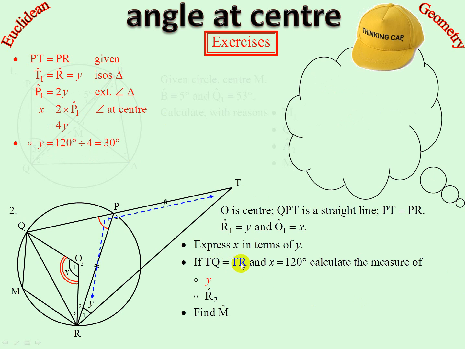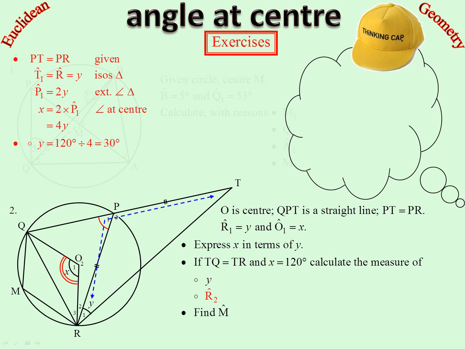Now we have if TQ equals TR. So now if TQ equals TR, well, that'll give us our isosceles triangle there and there, but let's not mark it in yet. And X is 120 degrees. So we now know that that's 120 degrees. Note all the other conditions still hold. They've just given us extra conditions. Find Y. Well, that's easy because have a look at the very first one. X is 4Y. So therefore 120 is 4Y. So there we are.